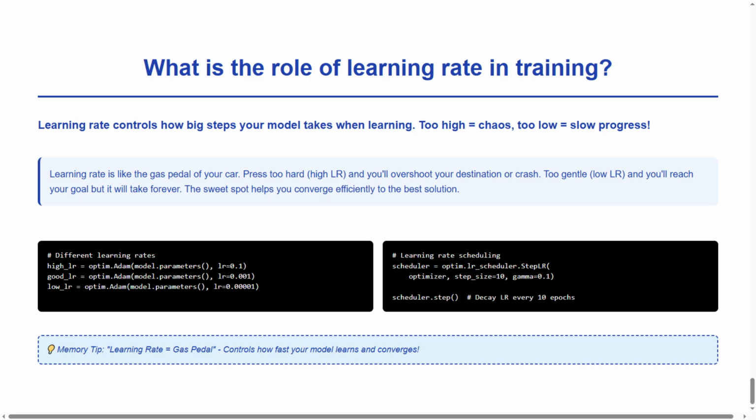Too gentle and you'll reach your goal, but it will take forever. The sweet spot helps you converge efficiently to the best solution. Summary: learning rate controls training step size, affecting convergence speed.